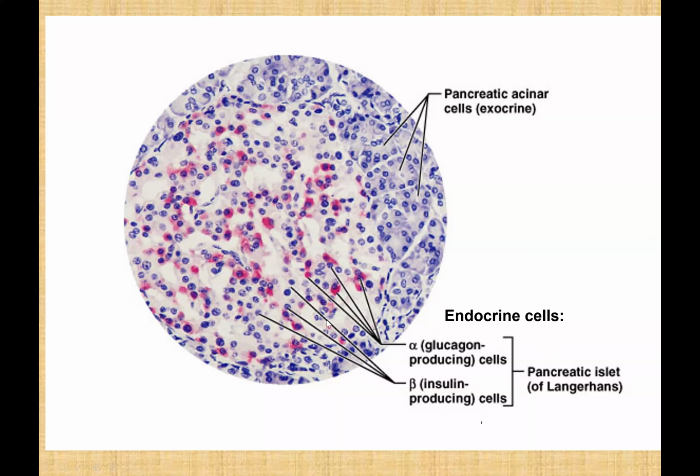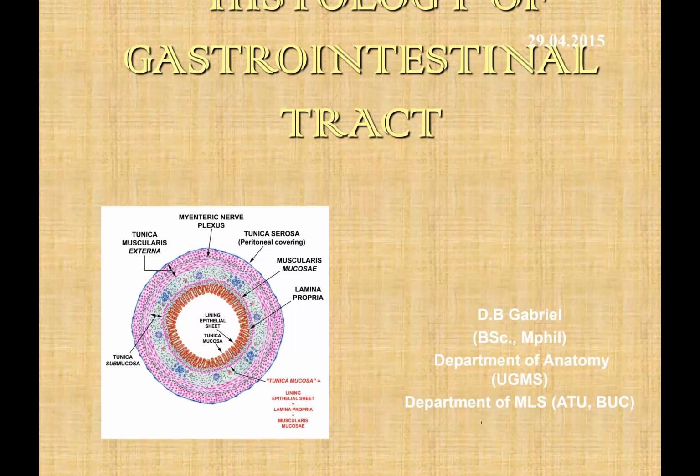And then the glucagon cells, that's the alpha cells, they stain more reddish. And then the beta cells will stain more violet. And then you will see the whole thing here, the islets of Langerhans. But we'll be seeing these things eventually in the gastroduodenal histology. So this brings us to the end of the gastrointestinal gross anatomy. Any questions?